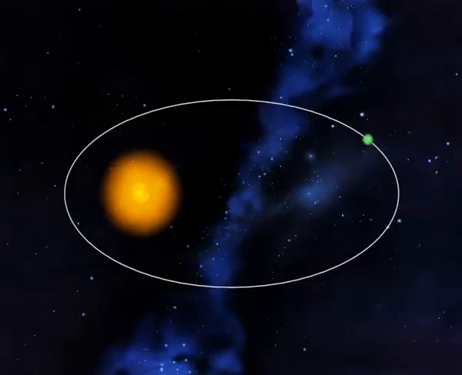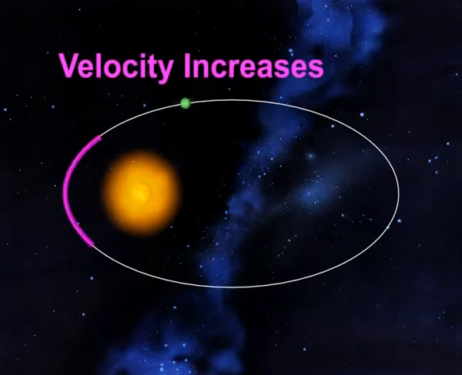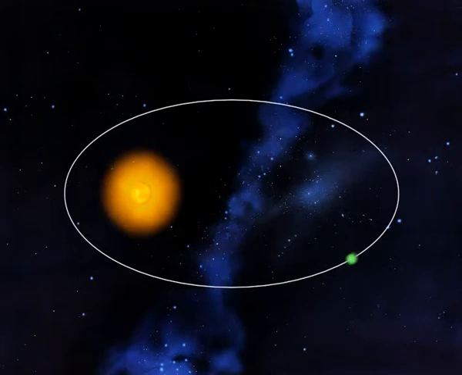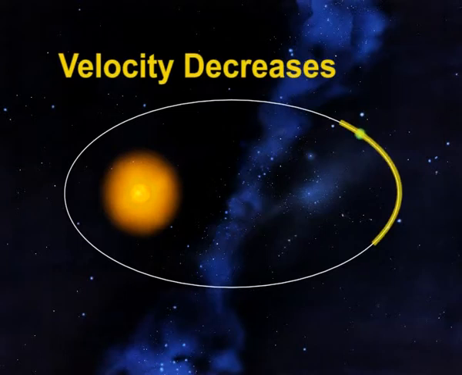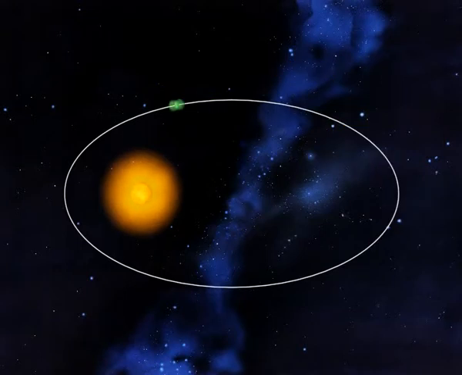Under the effect of the gravitational force, a planet moves along the elliptical orbit around the sun. As the planet comes closer to the sun, its velocity increases. On the other hand, as the planet moves away from the sun, its velocity decreases. Thus, the linear speed of the planet is not constant in its orbit.